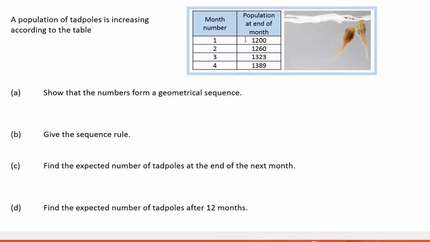Now the tadpoles, firstly, you can see that there's not a common difference. The first to the second is 60, then we go 63. So it's likely that this will form a GP. I'll write down the first term though. And what I'll do, I'll test the second month over the first month, and we'll see what we get there as common ratio.